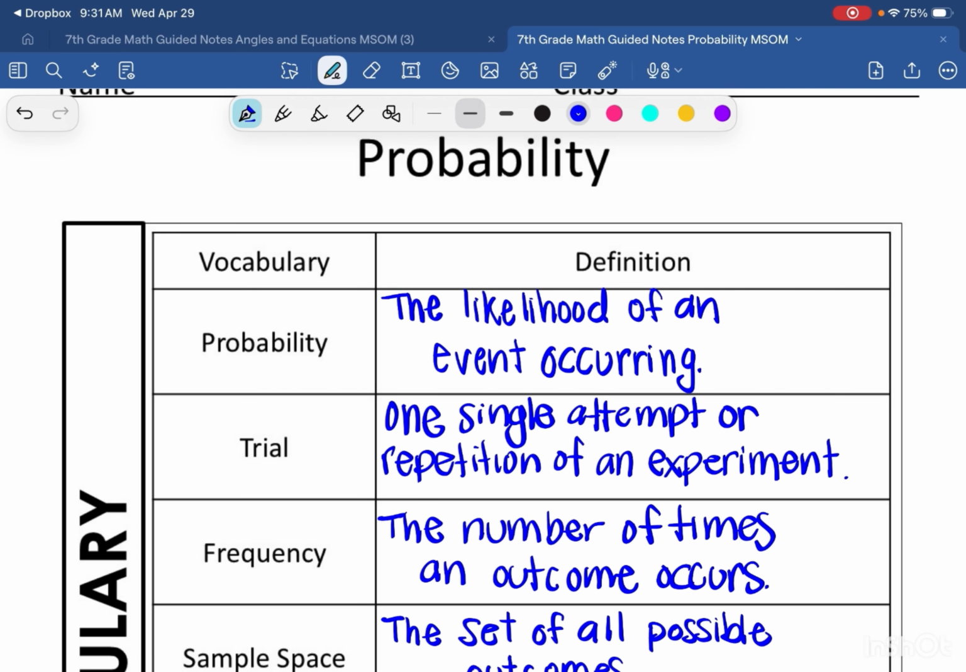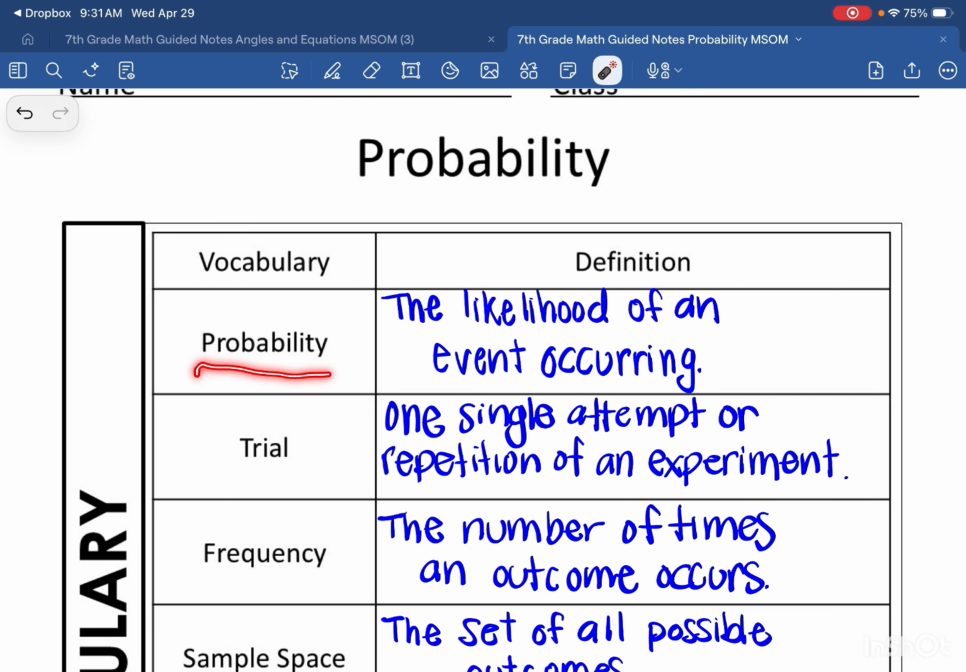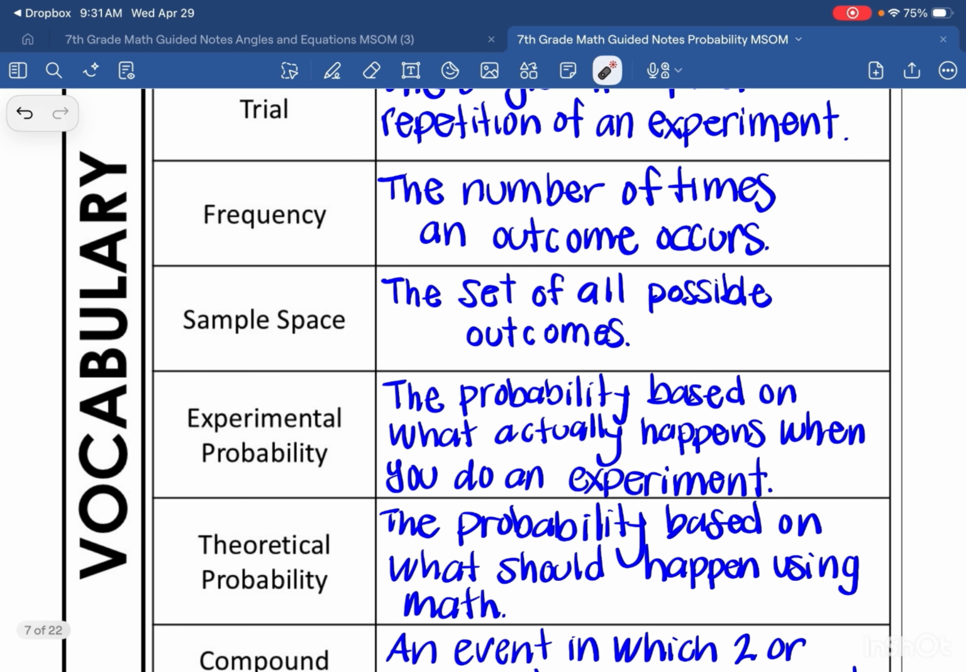Probability, the likelihood of an event occurring. Trial, one single attempt or repetition of an experiment. Frequency, the number of times an outcome occurs. Sample space is the set of all possible outcomes.